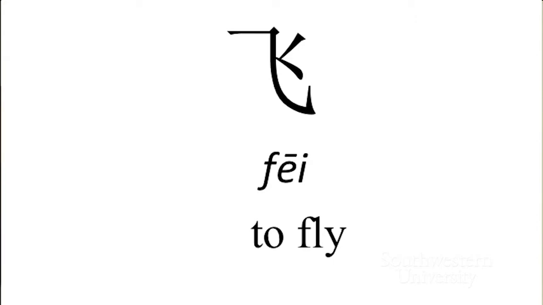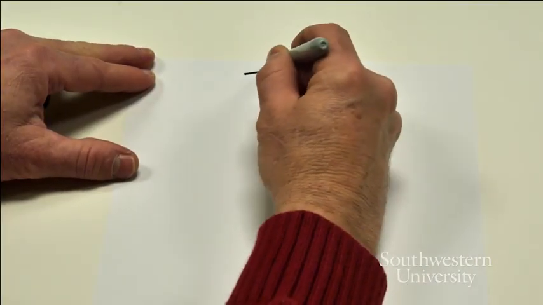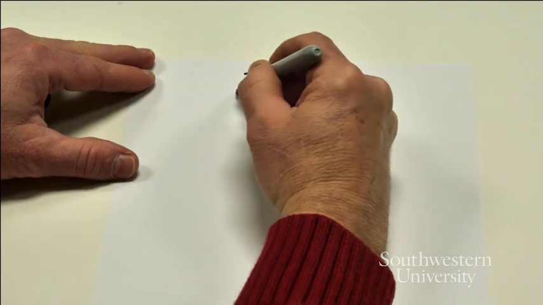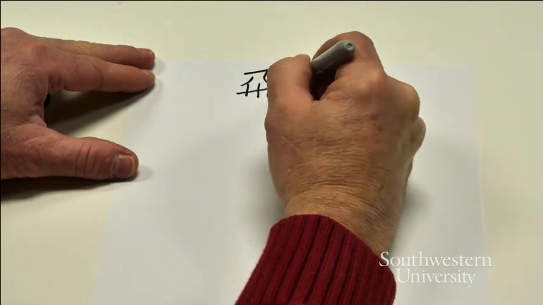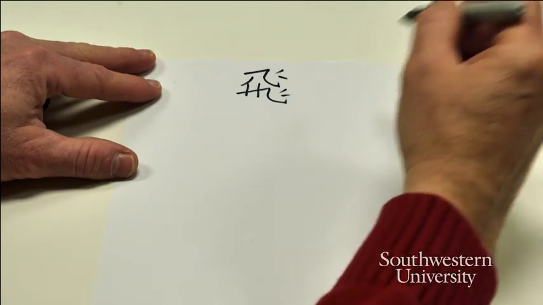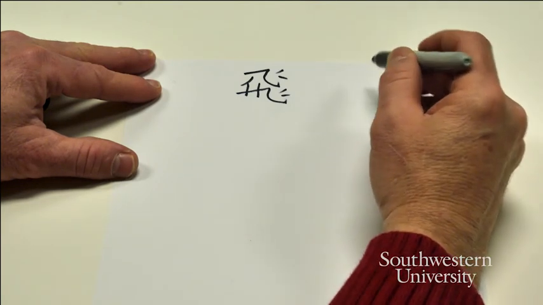The next character, fēi, is a very cool character in some ways. So the traditional character looks like this. Fēi, to fly. So the simplified character is just a short form of that.